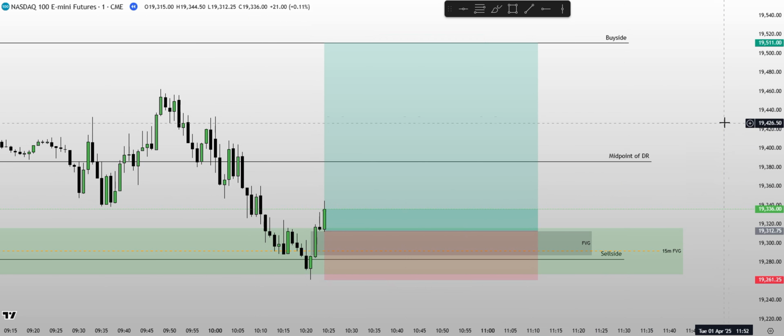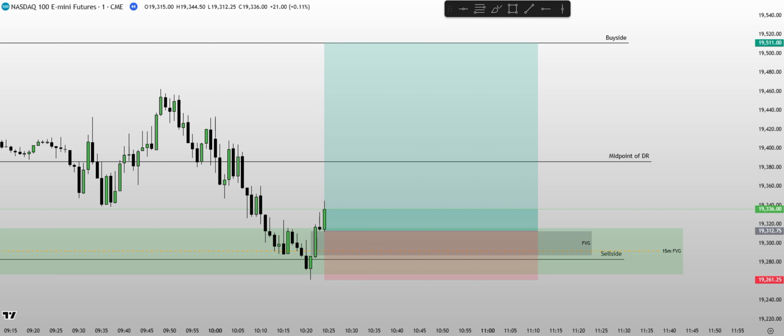Discount of dealing range. So if we recap this, like I said, 50-minute sweep of the sell side. 50-minute bullish imbalance respected. 50-minute midpoint of the bullish imbalance respected with the bodies. We're in the discount of that dealing range. Lower time frame, we get the reversal. We get that fair value gap. We get the breaker form. We get the retest of that fair value gap. All in the discount of that dealing range.